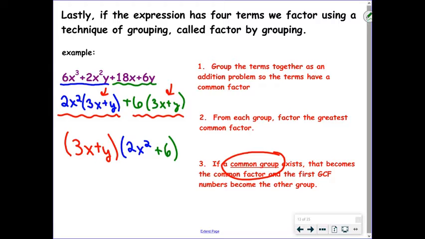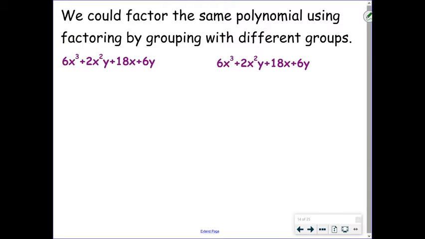So again, I can also flip the page and go, are there other numbers that would work? In this case, yeah, there is. So we can factor the same polynomial using different factor groups. So I'm going to group the first one a little bit differently there. I'm going to write it 6x cubed plus 18x plus 2x squared y plus 6y.